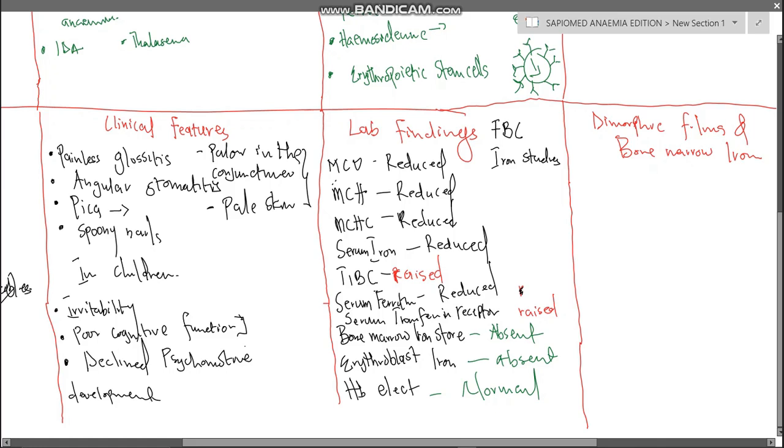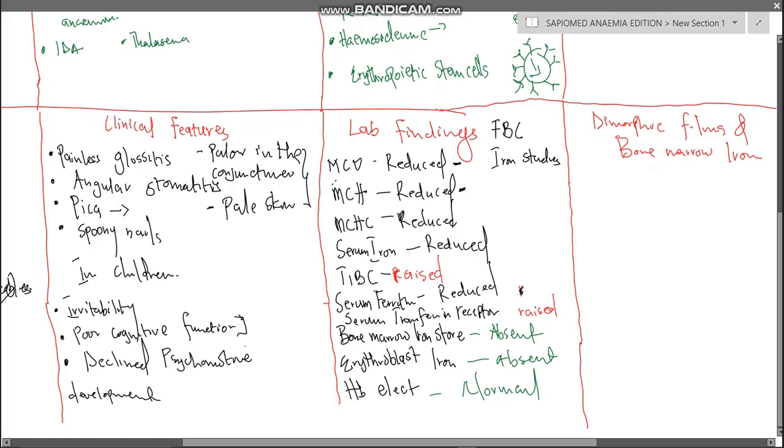So what we have to find is that all these parameters have to be reduced, especially the MCV and then the MCH. Remember, all microcytic anemia must have their MCV or MCH reduced.